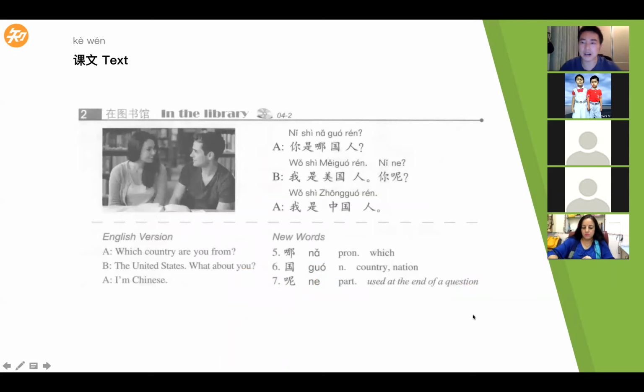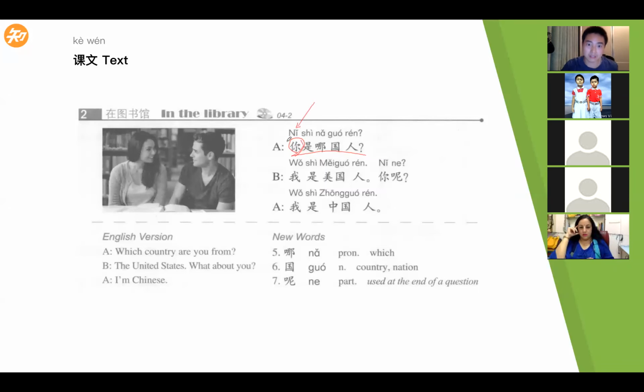So this time I will ask Tanvir first. Hello, Tanvir. Can you read this for me? 你是哪国人? Good. What's the meaning of this one? Which country are you from?